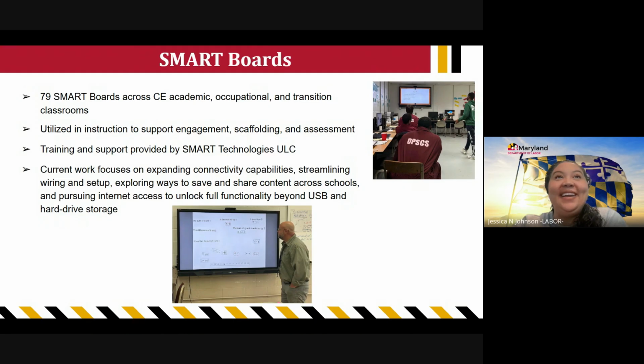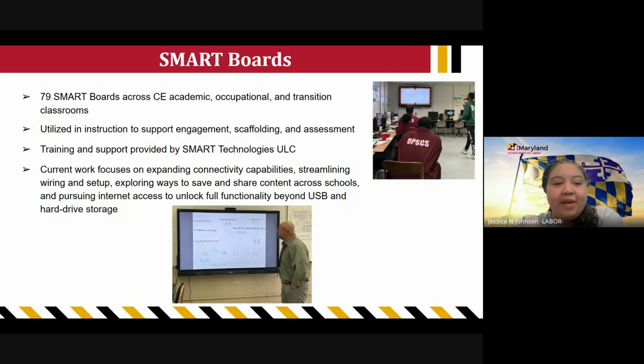Before we even provided our training, the teachers dug right in, they plugged in the boards, they tried to figure out how many things that they can do. We had smartboard training in person yesterday in the West. And we're looking at expanding our connectivity capabilities. Thank you so much, Director Cox.